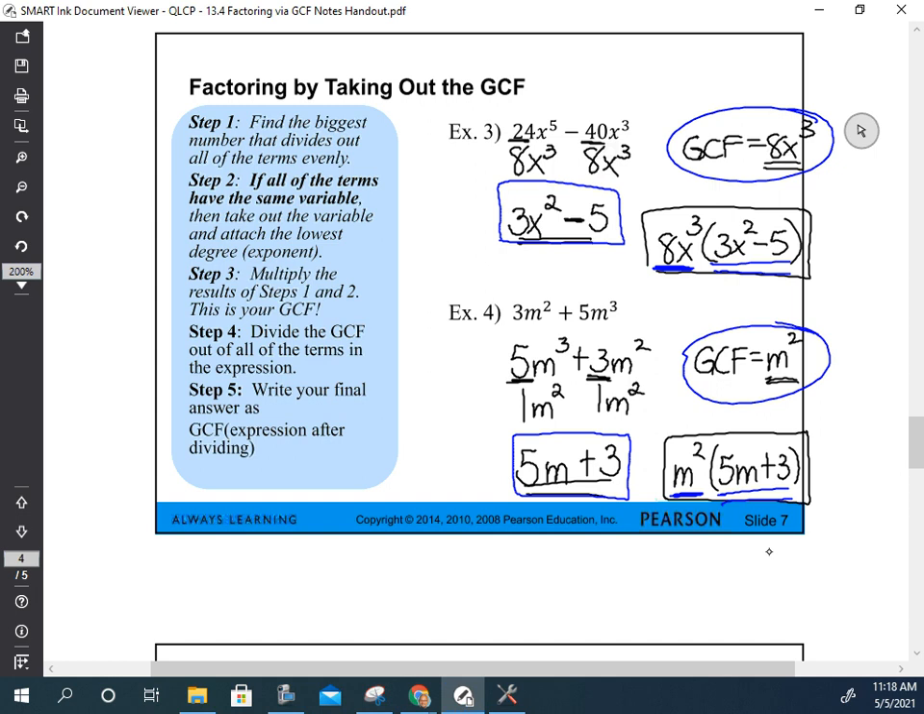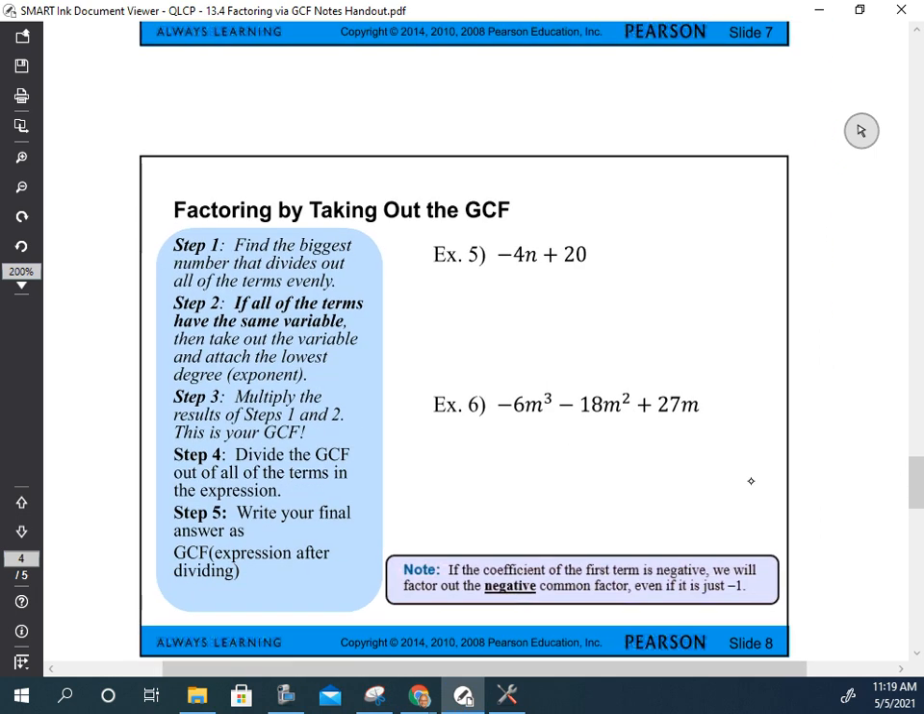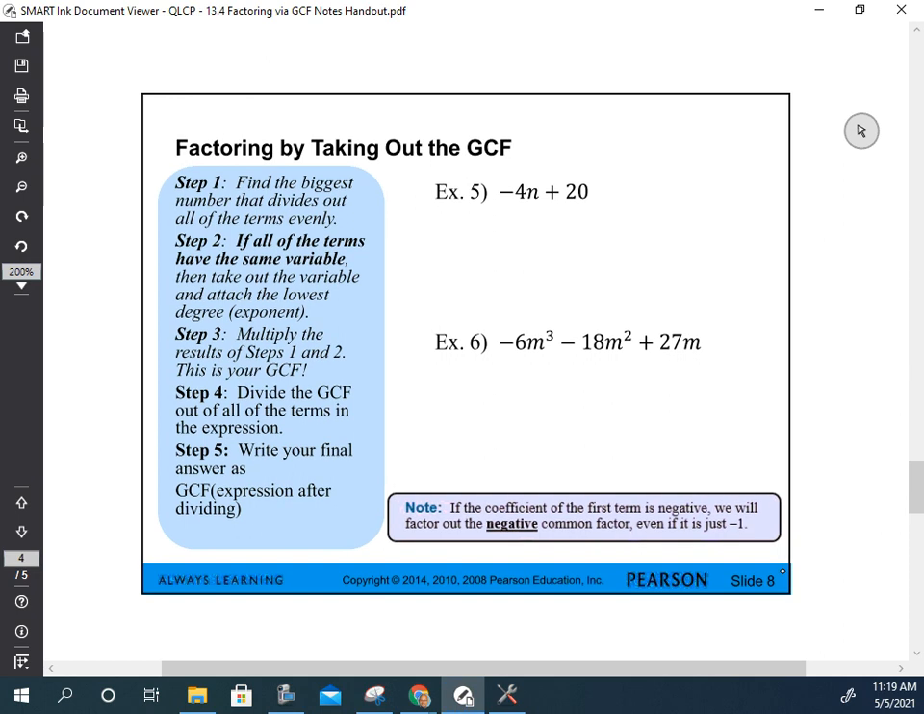So if you were just dividing it, then you could leave it as 5m plus 3, or 3x squared minus 5. So reading directions is going to be very, very important. If directions say factor it, and you don't factor it, then, oops, it's wrong. All right, example 5.